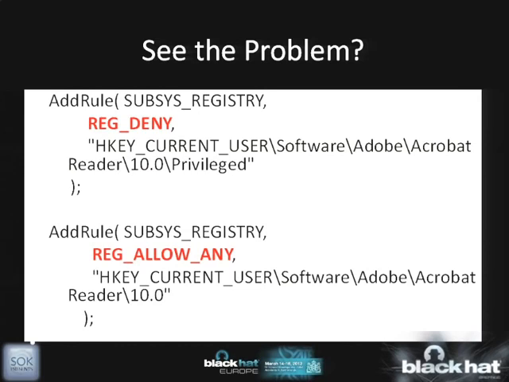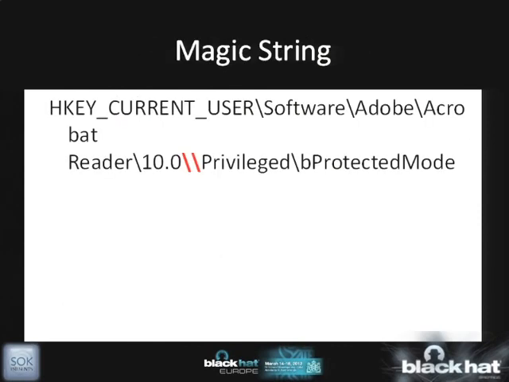What could be the registry key that would match the second one and not match the first one? Here's a magic string. Pretty easy, actually. You put 2 slashes before privileged.